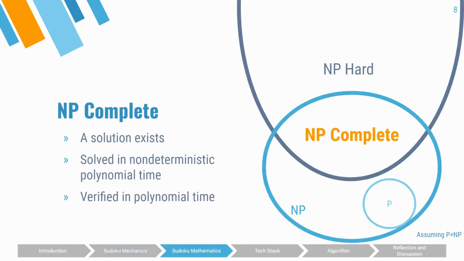One interesting part of the Sudoku problem is that it's NP-complete. This means that a solution actually exists because it's not NP-hard, which means that we do not have to approximate our solution algorithm. It also means that the solution can be found in non-deterministic polynomial time. We can then verify our solution in polynomial time.